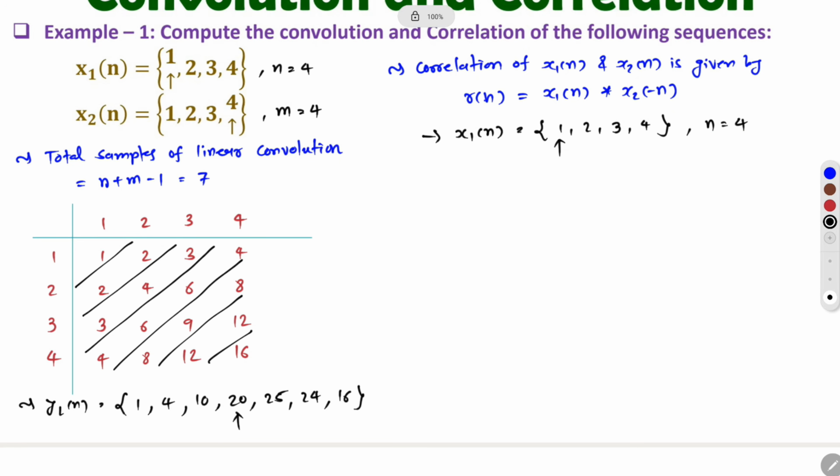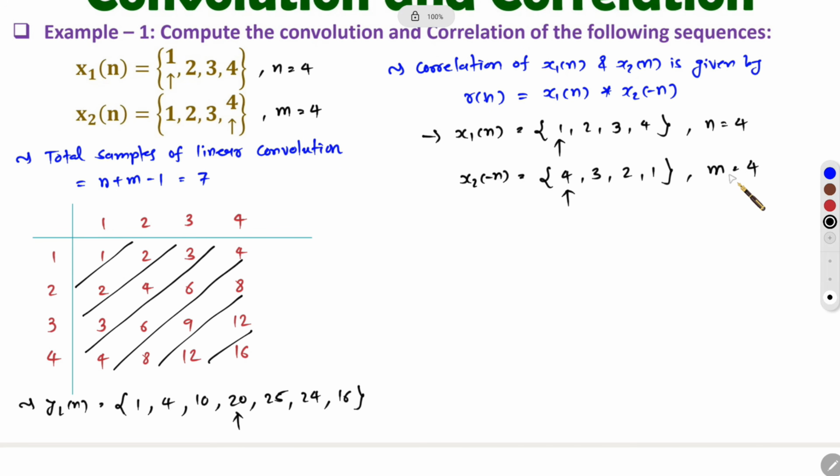Now we need to understand what x2 of minus n is. x2 of minus n means the folded version of x2. So here we have x2. When you fold this with respect to 4, your sequence will be reversed. So now the sequence will be 4, 3, 2, 1, and the reference is at 4. So here we have a reference. Total elements: n equals 4.